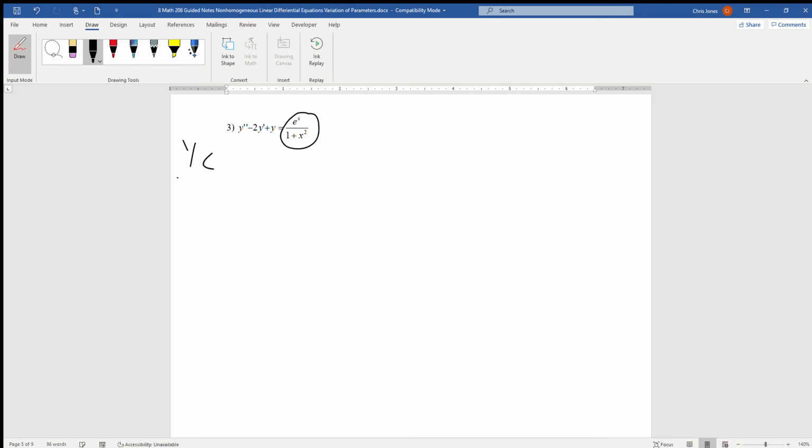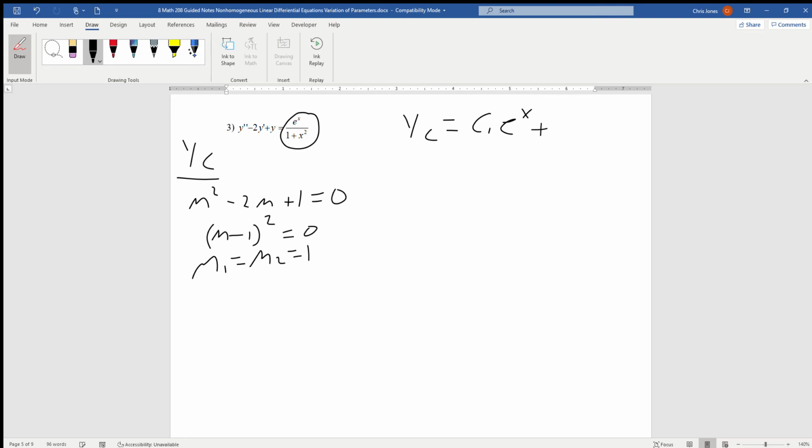So just like we've done a number of times, we're going to start by finding the complementary solution. Looks like we're going to have a double root here. This factors into (m - 1)^2, and so m1 = m2 = 1. And so our complementary solution is going to be c1 e^x + c2 x e^x. Remember, this is a case 2 because of the double root.